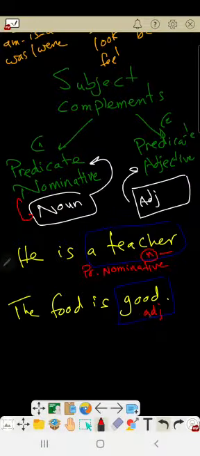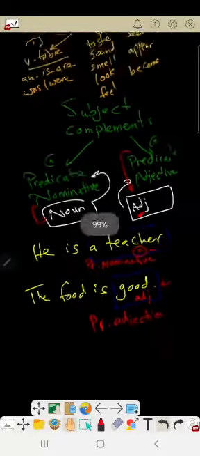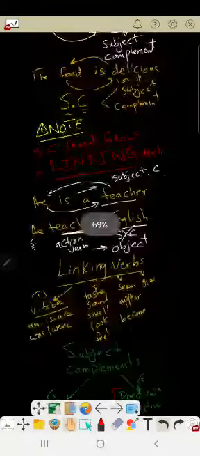And here, this is good. It's an adjective. So it's going to be what? Predicate adjective. Why? Because the part of speech of this word is adjective. And I said the predicate adjective should be an adjective in itself. So simply, this is today's lesson, subject complement.